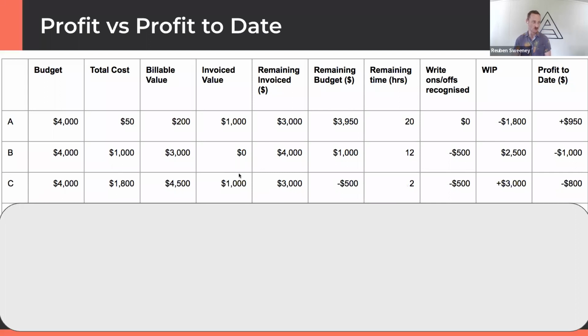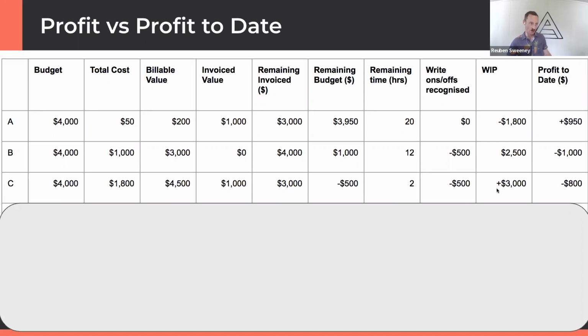Let's see how this goes a bit further. We progress along this job, incur a bit more time, a bit more billable value. We've actually gone over the budget here. That's why our remaining budget is negative. We've done an invoice of $1,000, got $3,000 yet to invoice. There's not much time left to go, which is good because we're over budget.